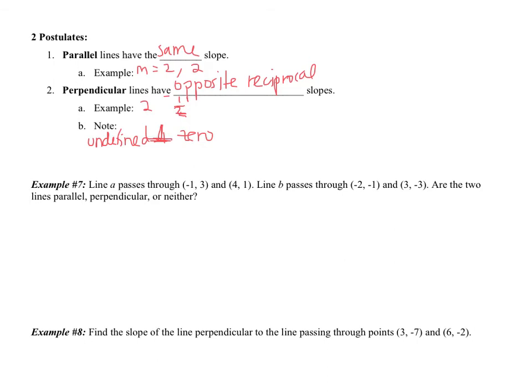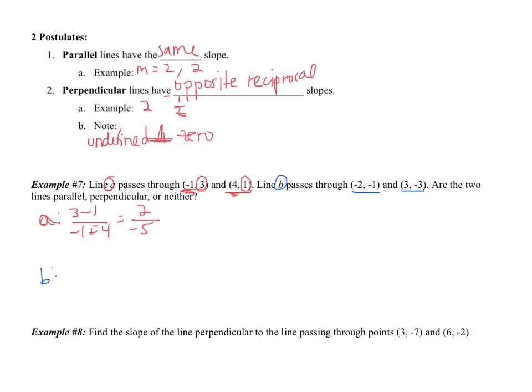Okay, now I'm going to do example 7, you're going to do example 8, and then we are done with the first video. So line A passes through -1, 3, and 4, 1. Line B passes through -2, -1, and 3, -3. Are the lines parallel, perpendicular, or neither? Well, first I'm going to find the slope of line A. So it's y minus y, 3 minus 1, over x subtract x, -1 subtract 4. 3 minus 1 is 2. -1 subtract 4, it's like adding a -4, is -5.